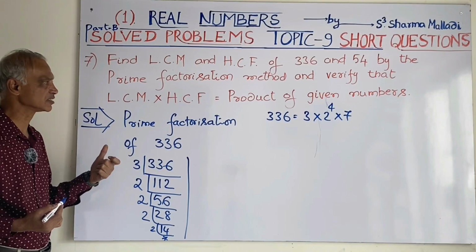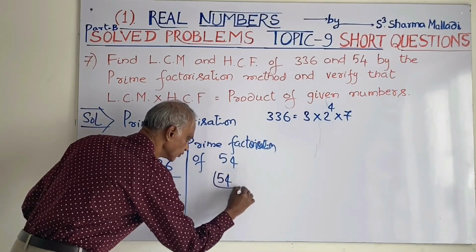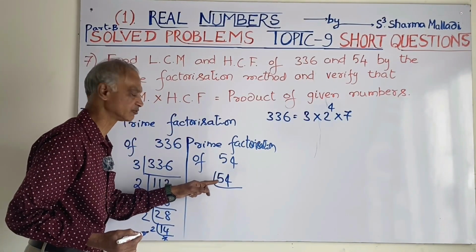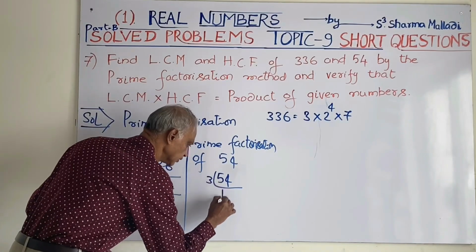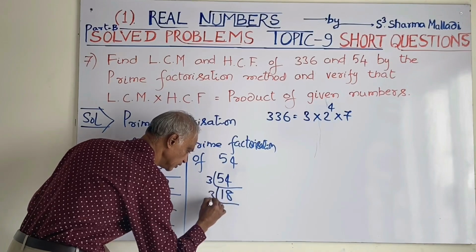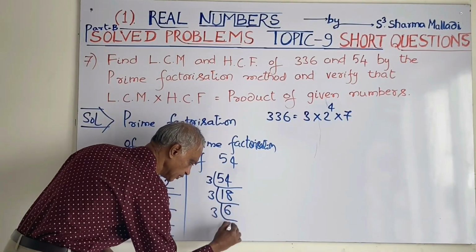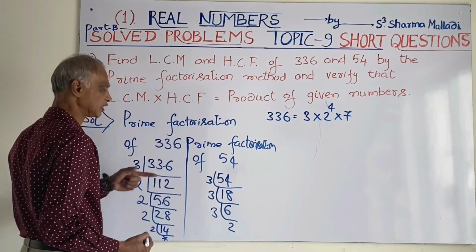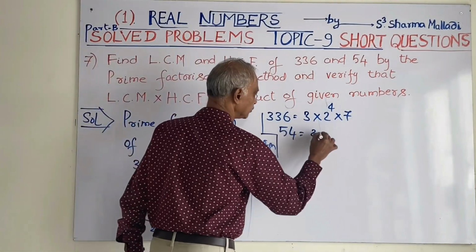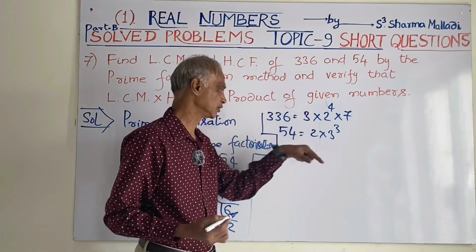Now prime factorization of 54. You take 54. You take 3 or 2 or anything. 3. 3 ones are 3. 3 eights are 24. Again you can do with 3. 3 sixes are 18. Again you can do with 3. 3 twos are 6. Now 54 can be written as 3 into 3 into 3, means 3 cube into 2, or 2 into 3 cube. This also you can write: 336 is 2 to the power 4 into 3 into 7.